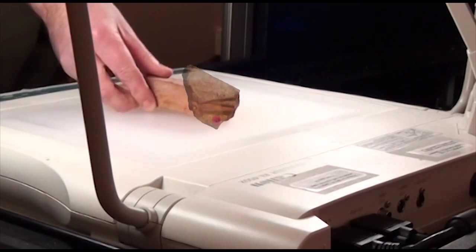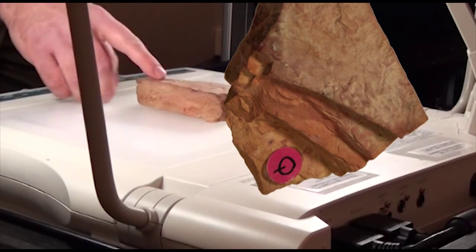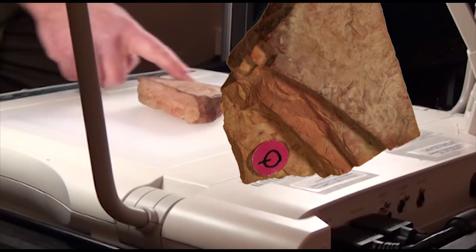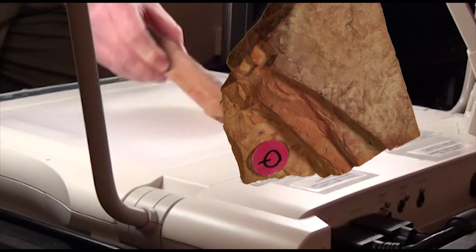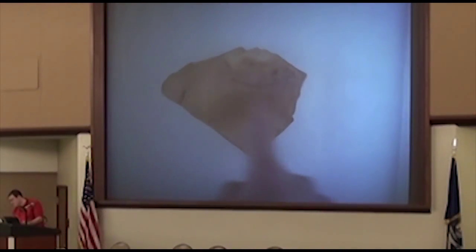And this one is red, or reddish color. It's got a pretty flat surface here. You can see it broke into a couple other flat pieces. And on the bottom, it's got a fossil leaf.